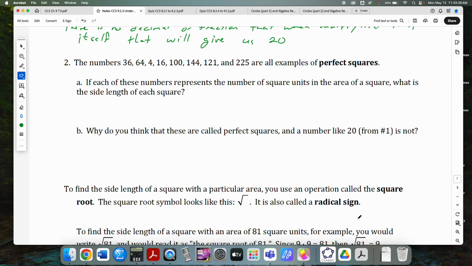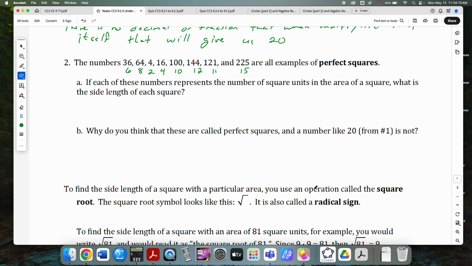So we're going to end up looking at 2 different kinds of numbers here. The numbers 36, 64, 4, all those ones that are listed there are what are called perfect squares. If each of these numbers represents the number of square units in the area of a square, what is the side length for each one? So let's just write them underneath. For 36, what would the side length be? 6. For 64? 8. For 4? For 16? Yeah, we already did both of those. 100? 10. 144? 12. And 121? And do you know 225? That's 15.